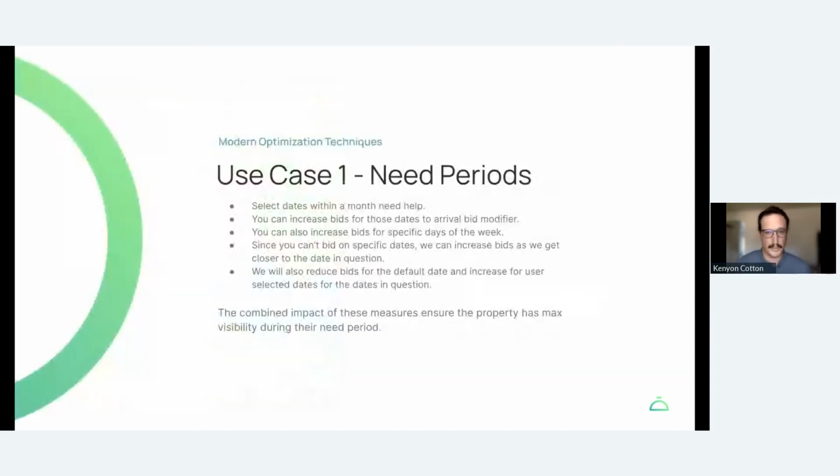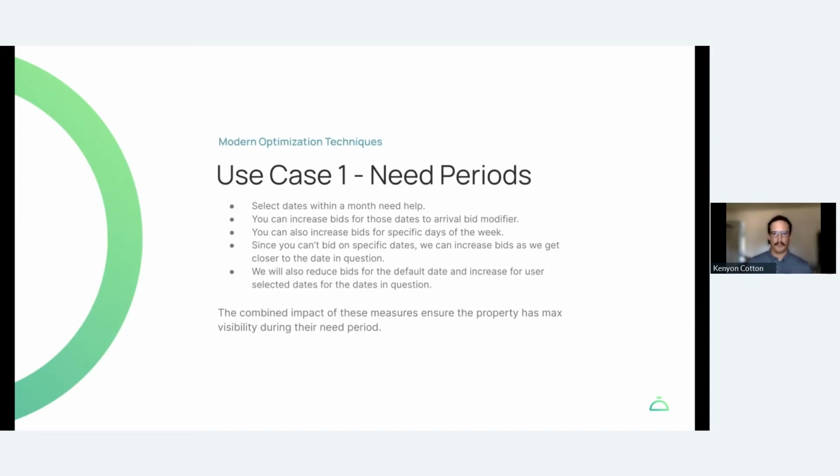The first one is need periods. So let's say within a given month, you have select dates that you need help on. There's a couple things you can do. Number one, you can increase bids for those dates using the dates to arrival bid modifier. So let's say your need dates are under 30 days. You can increase your bid for under 30 days.